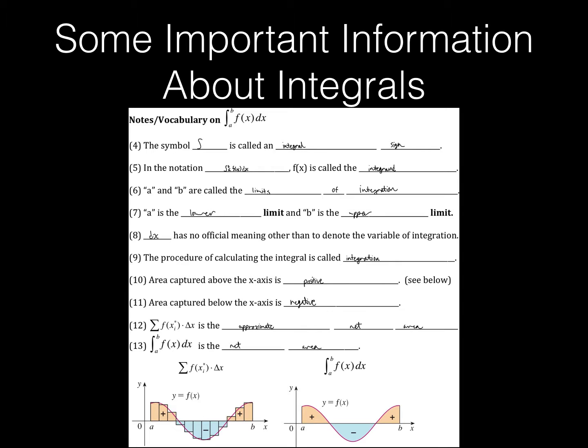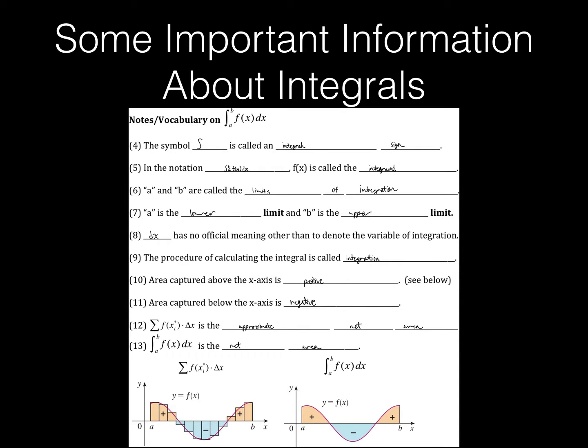So here's some important information about integrals. The symbol shown below is called an integral sign. In the notation, the integral from a to b of f of x dx, f of x is called the integrand, and a and b are called the limits of integration. a is the lower limit and b is the upper limit. dx has no official meaning other than to denote the variable of integration.